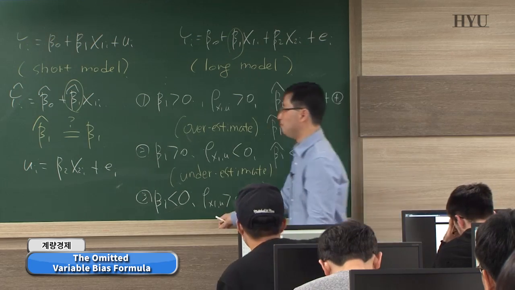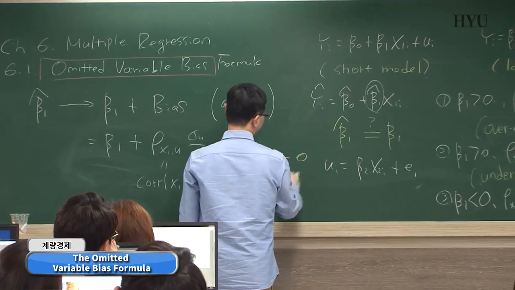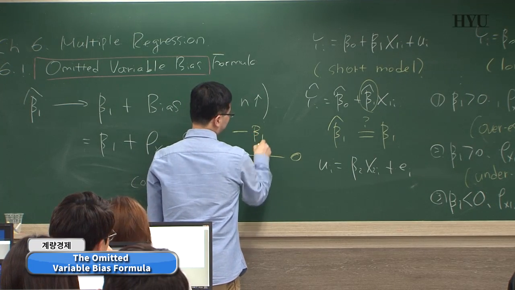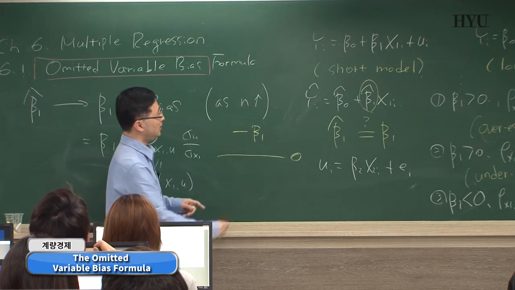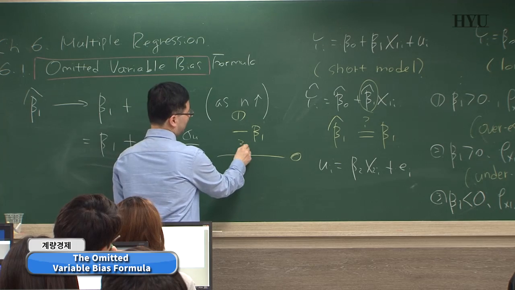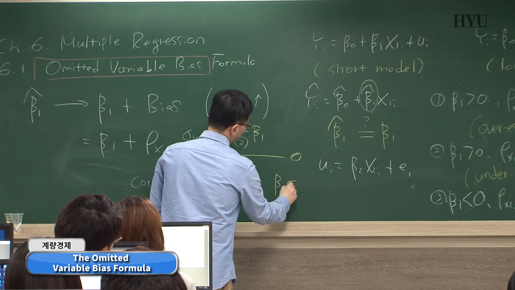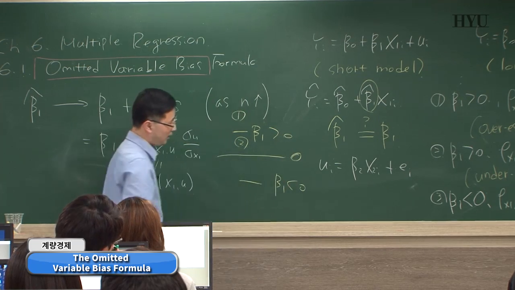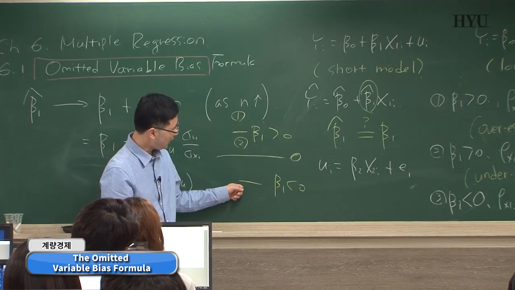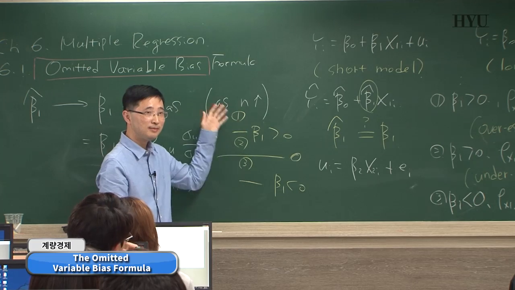Do you understand what I mean? So suppose that this is 0. If your beta 1 is positive, the first case is here. So you overestimate. The second case is here. You underestimate. Now suppose that the beta 1 itself is negative. In the third case, when the bias is positive, your beta 1 hat will be somewhere here. It can be anything over here.